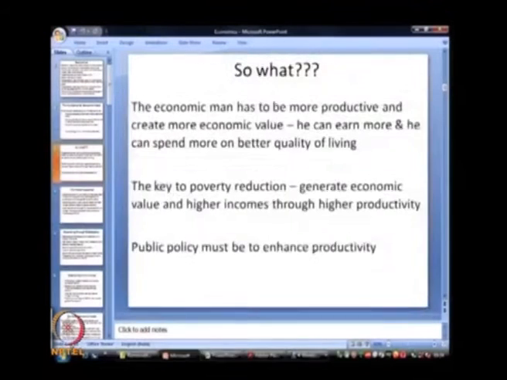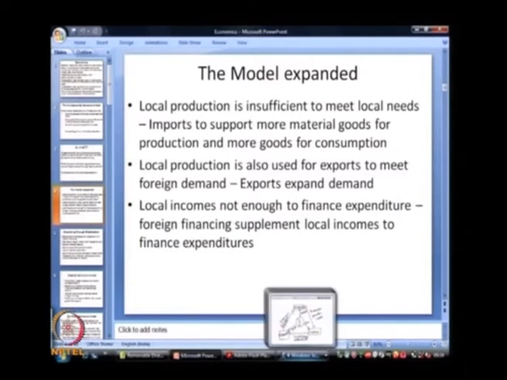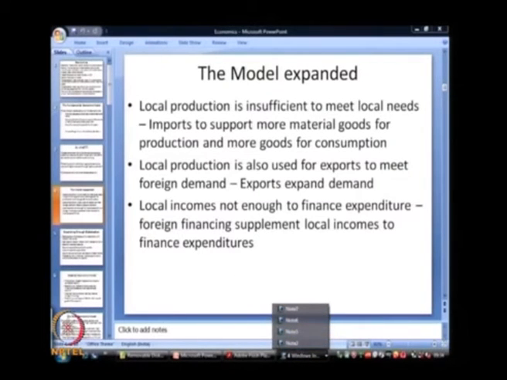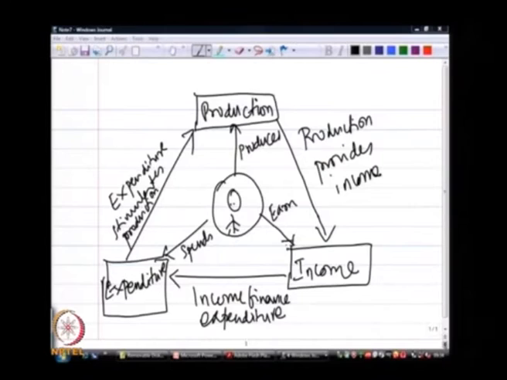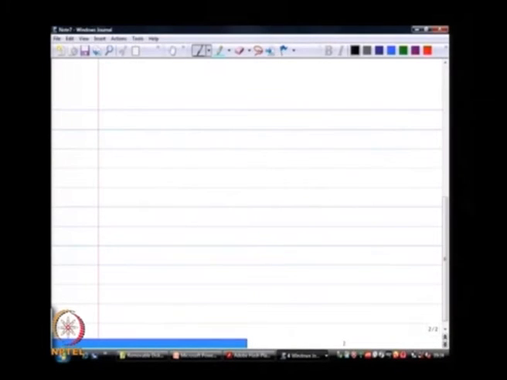Now, we will just try to expand the understanding of the economic man by just trying to add some more into this basic economic model that we saw earlier. It is a common understanding that local production is insufficient to meet local needs. So, we actually import to support material goods for production and also to get more goods for consumption, because the local production is not enough to meet local demand.